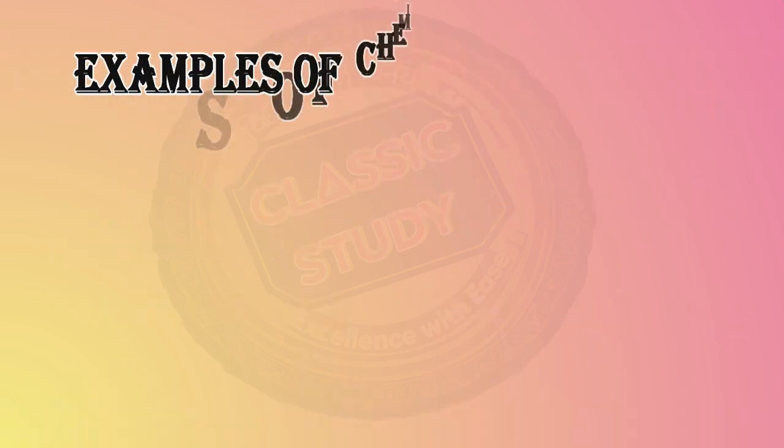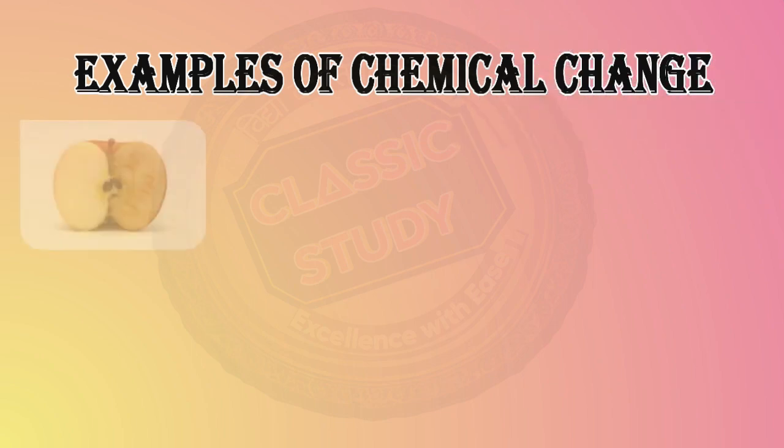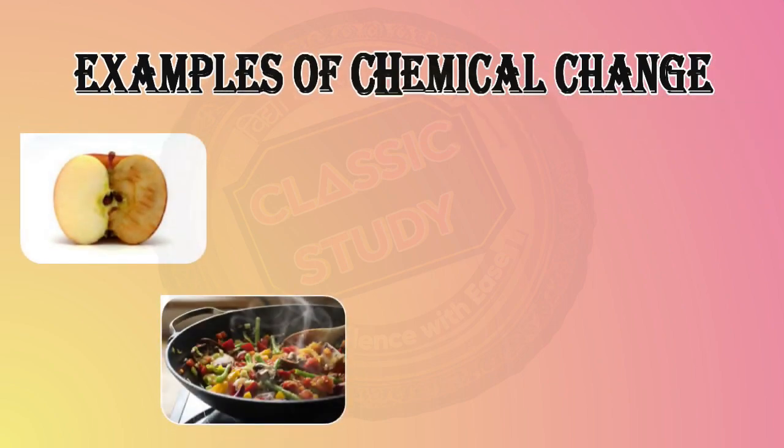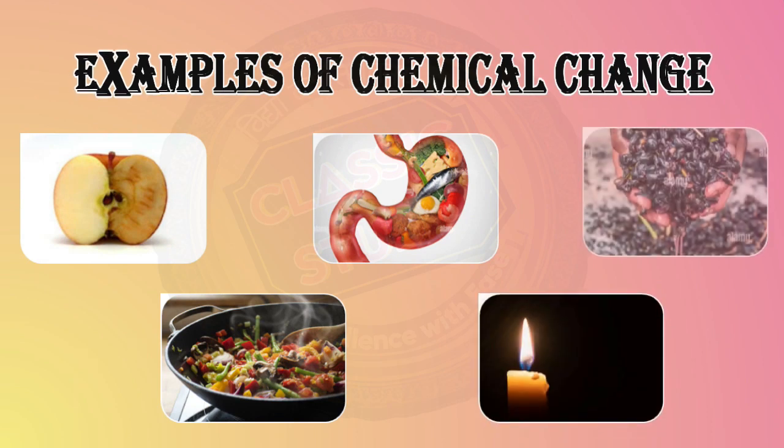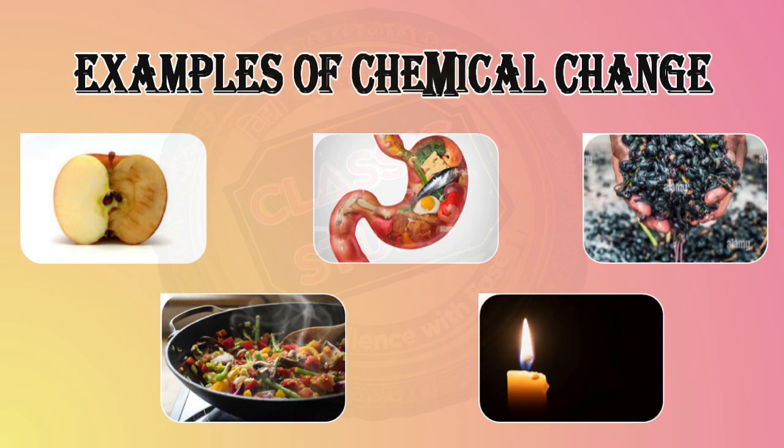Examples of chemical change in our day to day life: browning of apple, cooking of food, digestion of food, burning of candle wax, and fermentation of grapes. All these changes involve certain chemical changes that transform the original object into something different, which is kind of irreversible.